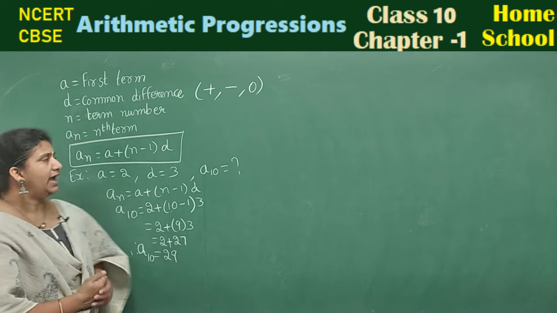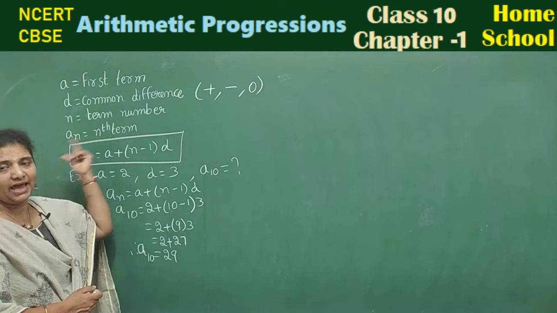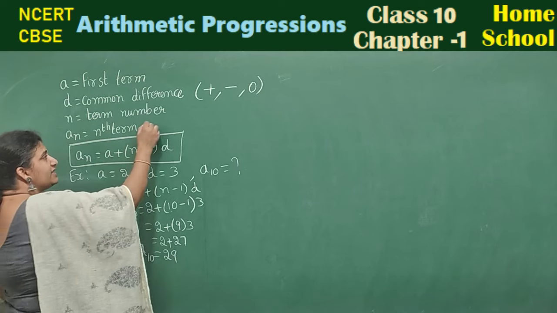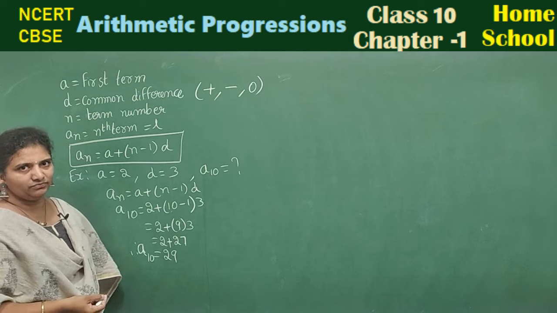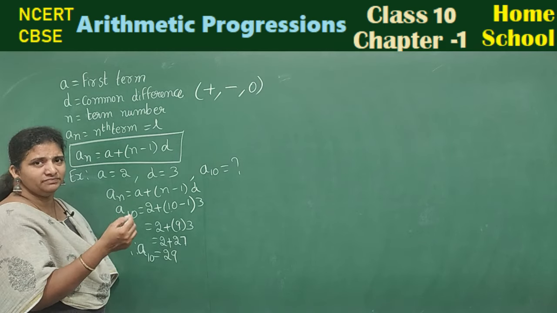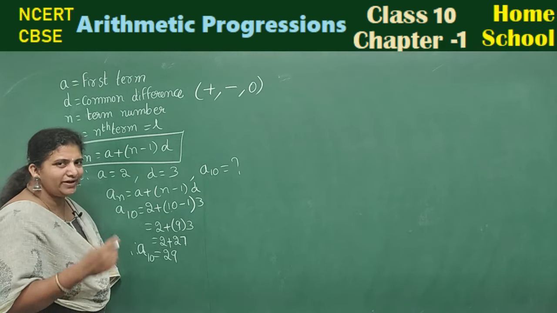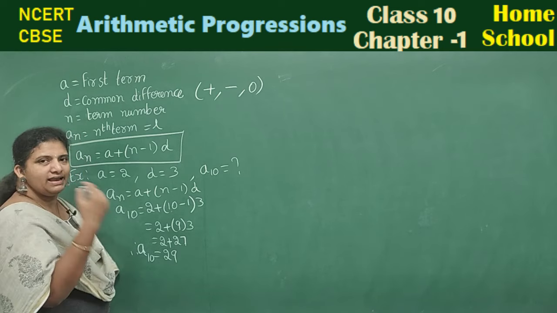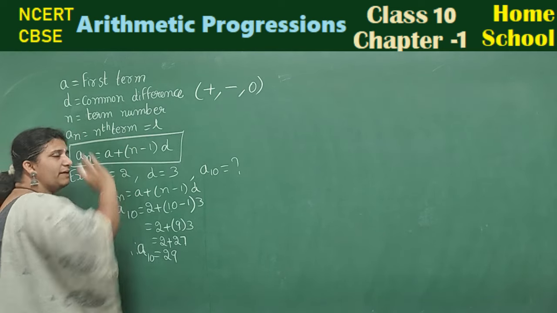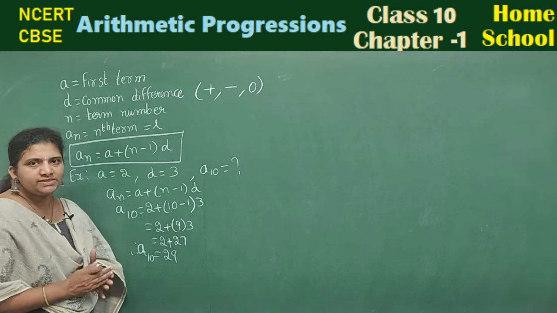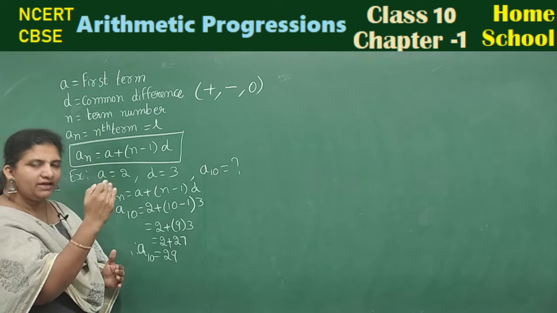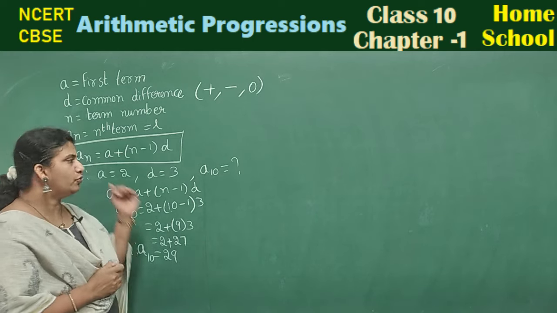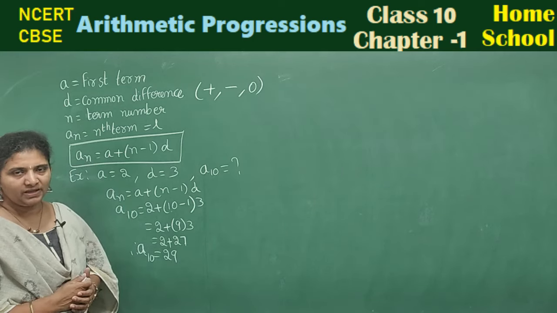Okay. Now, the nth term an is also equal to L, the last term. Nth term in the sense we don't know what that last term is, and the last term is also represented by L. Suppose if you know A, the first term, and common difference, you can apply this formula.